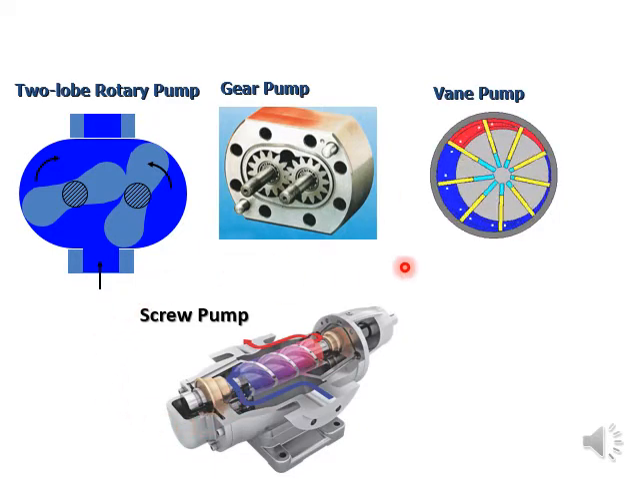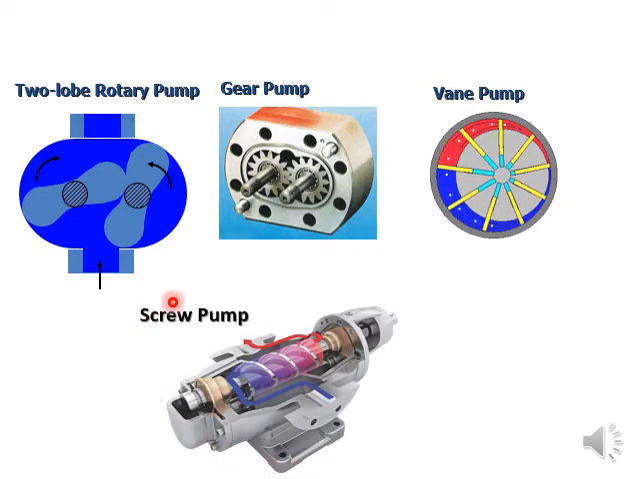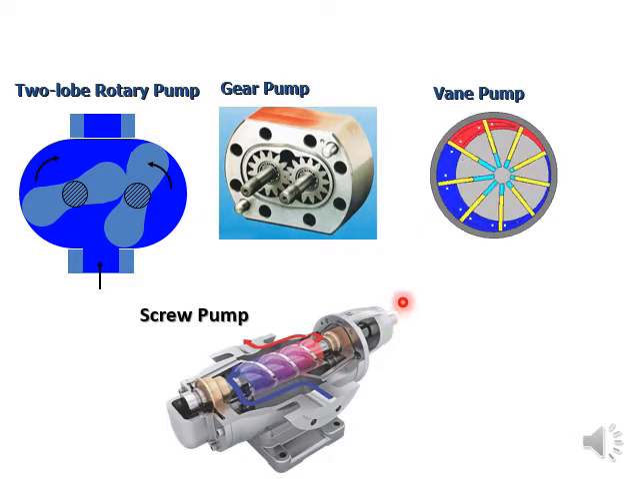And this shows a screw pump. This is the inlet and this is the outlet of pressurized flow. The screw is driven by a motor fixed to one of these sides.